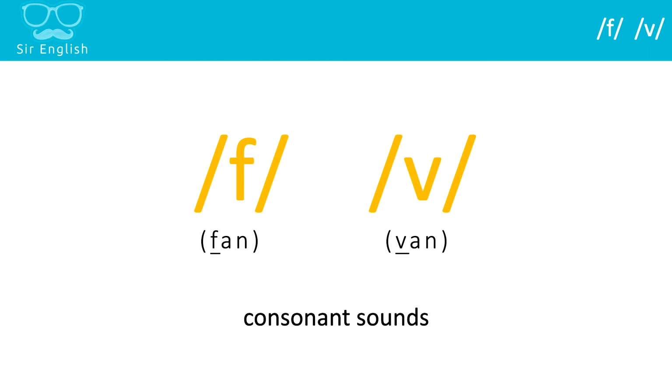These are the next two consonant sounds. F as in fan and V as in van. So again, these two sounds have similarities but also differences, of course.